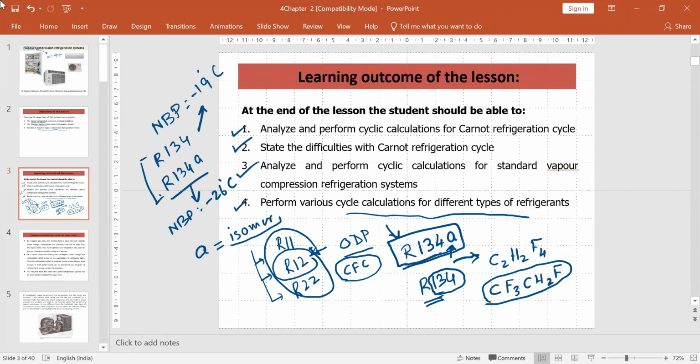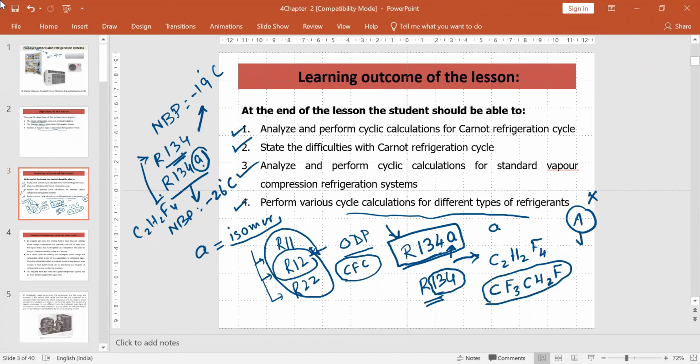Both have the same chemical formula, C2H2F4, but this letter a is used. It is an isomer of 134. Remember, nowadays we are using 134a, but don't write a capital A. It is wrong. You have to write a small a.